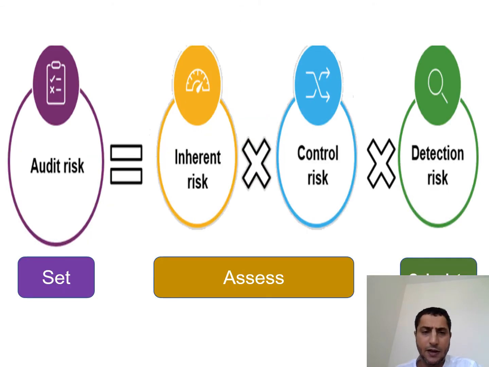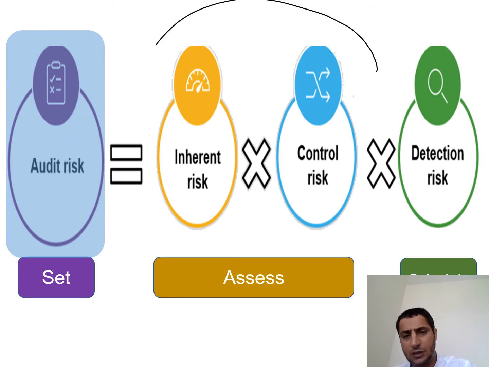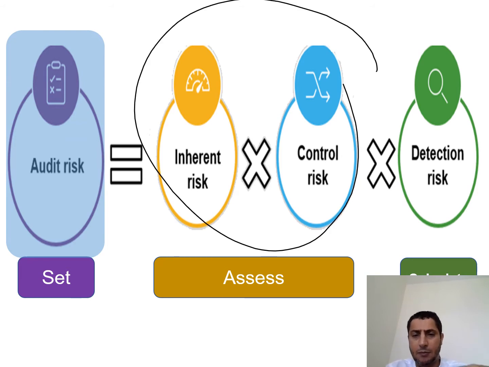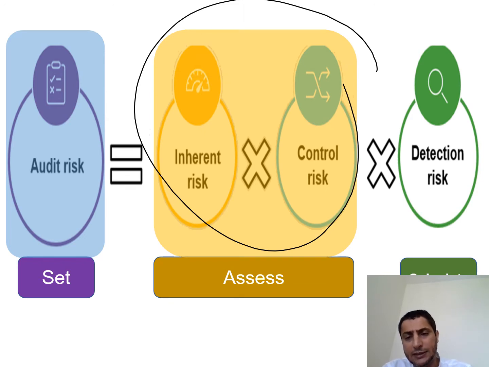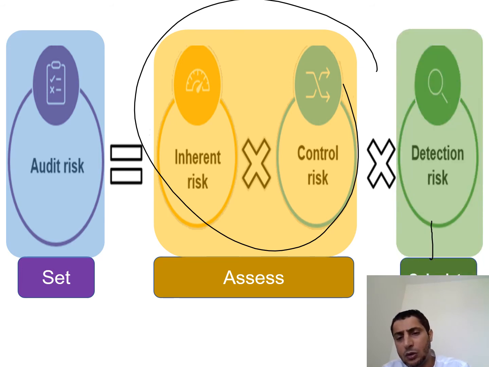Again, just to simplify, as we mentioned just now, the auditor will set the audit risk, and then inherent risk and control risk will be assessed by the auditor. The auditor will assess the inherent risk related to the client business risk, and also assess the effectiveness of the internal control system, and then the auditor will be able to calculate and solve for the detection risk.